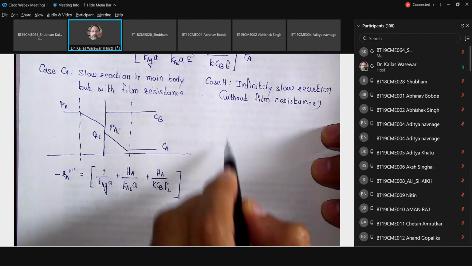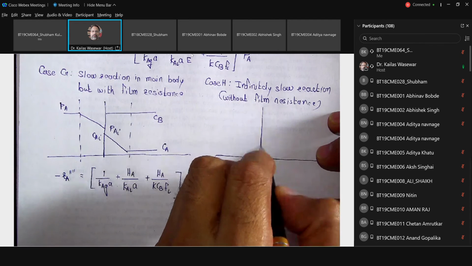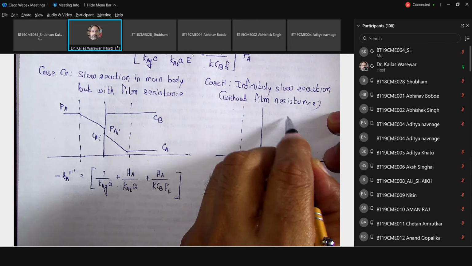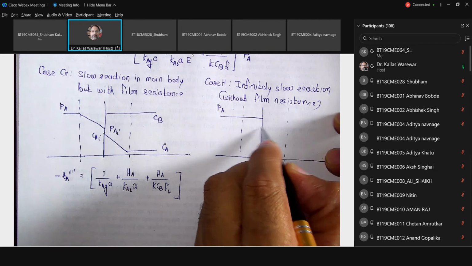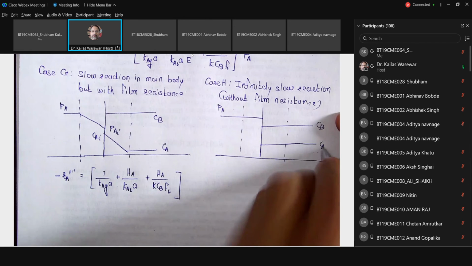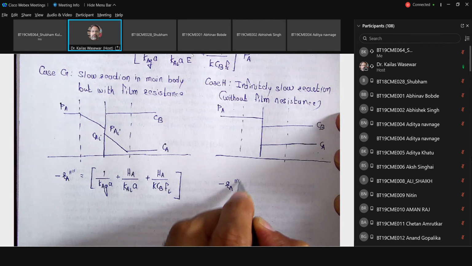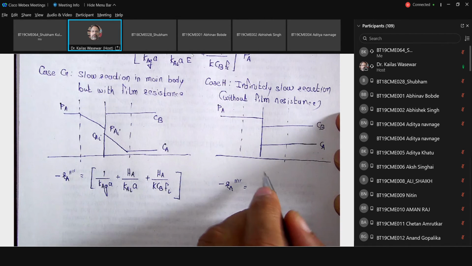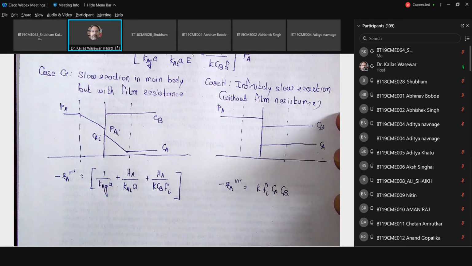And for this particular one, no resistances, no gas film, no liquid film resistances. So this will be state PA, this will be state CB, this will be state CA. In this case, it is directly controlled by the reaction, and this will be directly written as k_FL CA CB. So these are the various expressions.